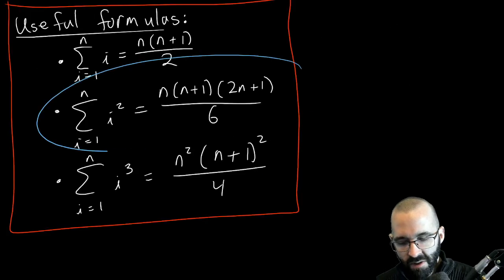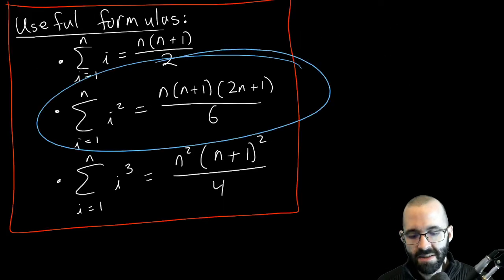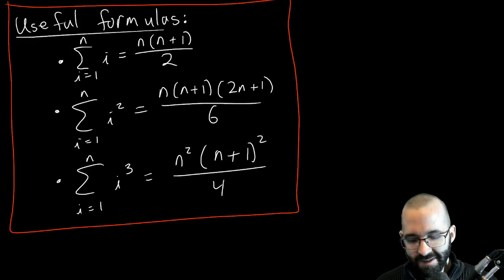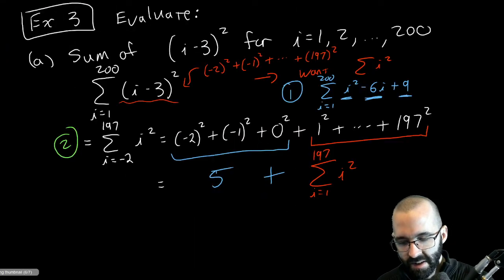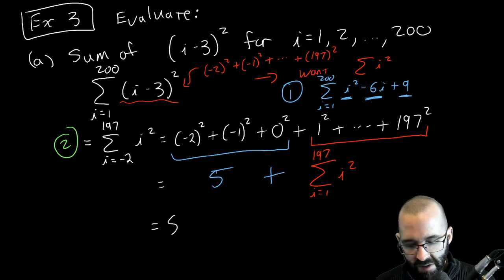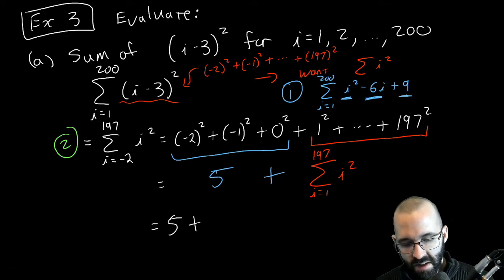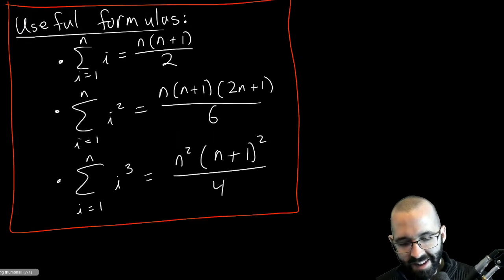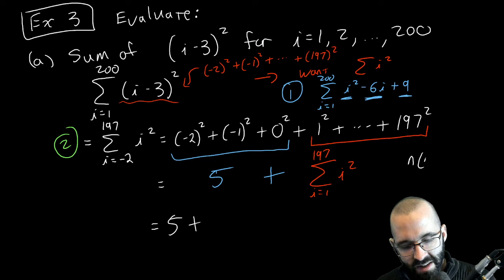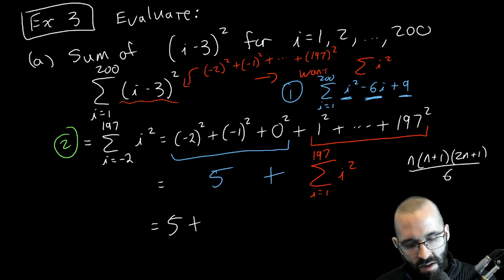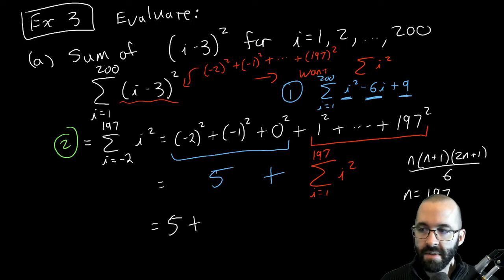Right? We're summing from 1 to some number n of i squared. So let's use it. So this is going to be 5 plus, well, it's going to be n times, see, I already forgot. n times n plus 1 times 2n plus 1 over 6. And what is n here? 197.